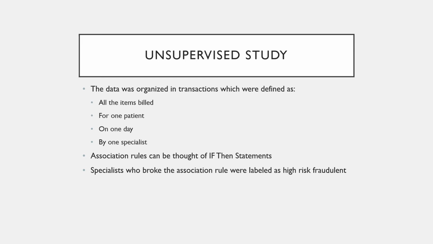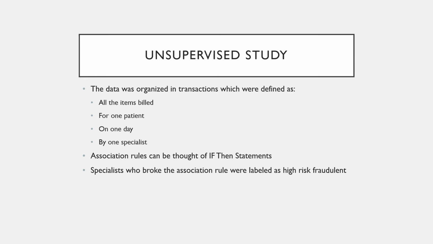In another study in Australia, association rule mining was applied to examine medical billing patterns of specialists. The data was organized in a transactional form, which was defined as all the items billed for one patient on one day by one specialist. Association rules use if-then statements to come up with their rules. So for example, if a physician prescribed drug A and drug B, then there's a likelihood of 98% that this physician will prescribe drug C.